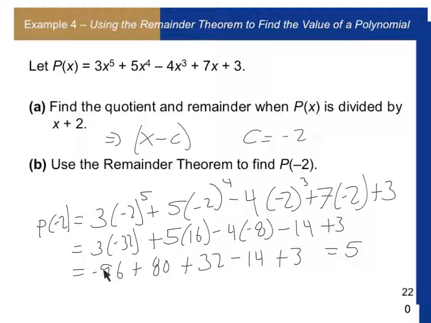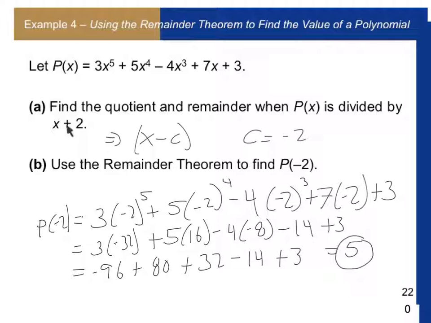So this is minus 96, 3 times minus 32. 5 times 16 is 80. Minus 4 times minus 8 is plus 32, minus 14, and then plus 3. And when we add all these up, we get 5. So that's our remainder. This is what we would expect to get based on our remainder theorem. If we divide by x plus 2, we should get a remainder equal to 5.